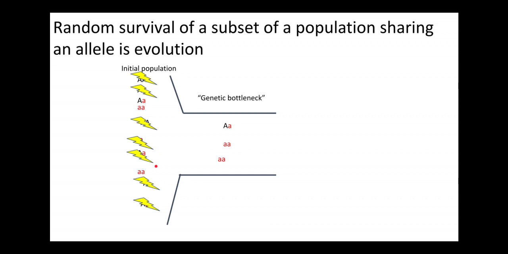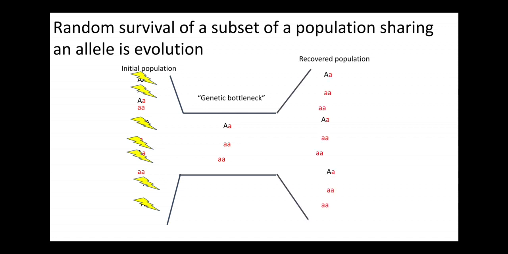But just due to random chance, all of the individuals that were big A, big A are killed. Most of the individuals that are big A, little a, the heterozygotes, are killed. And of the few remaining individuals, 1 is big A, and 2 are little a. So we would call this a genetic bottleneck. These 3 remaining individuals can go on to breed and the population can increase in size.